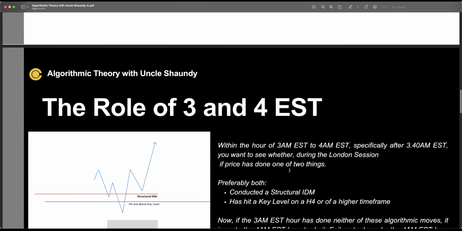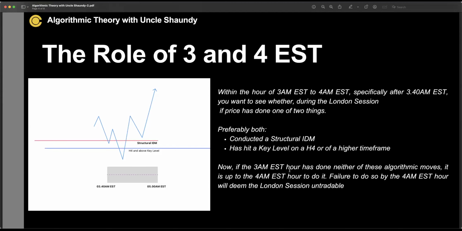So the role of 3 a.m. and 4 a.m. EST is as follows. Within the hour of 3 a.m. EST to 4 a.m. EST, specifically after 3:40 a.m. EST, you want to see whether during the London session, price has done one of two things. You must understand this. Price during this macro should have done one of two things, either inside of the session or during the macro. Preferably you want to see both of these things happening.